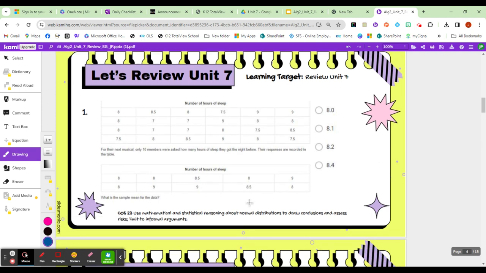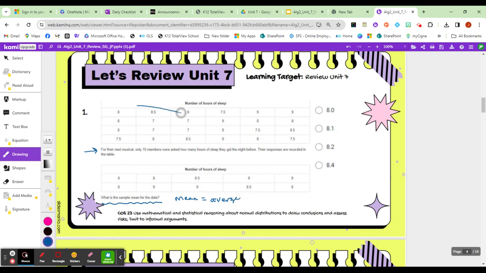Let's take a look at number 1. The question is right here. I know this is a little bit small, but it says for their next musical, only 10 members were asked how many hours of sleep they got the night before. Their responses are recorded in the table. So this is all the members, and this is just a sample. So the question is, what is the sample mean? And we know that mean is average.